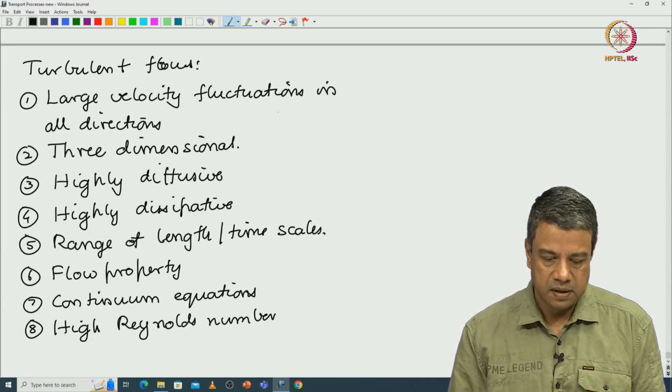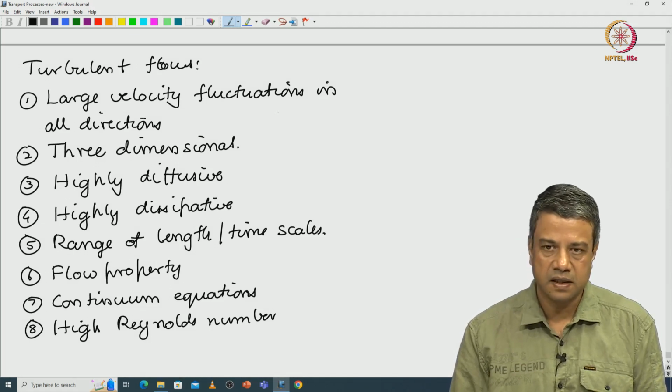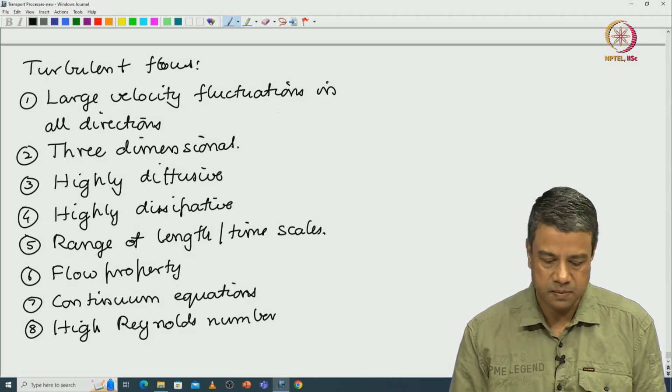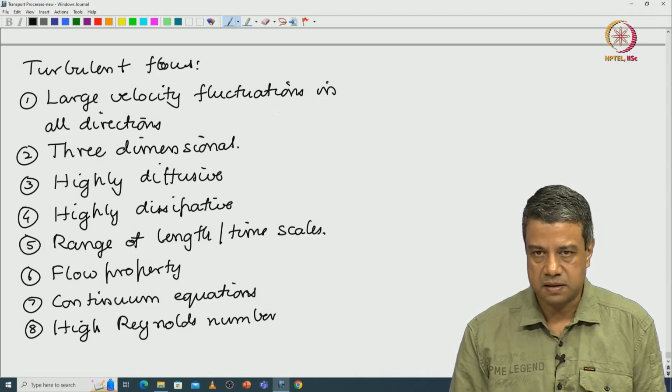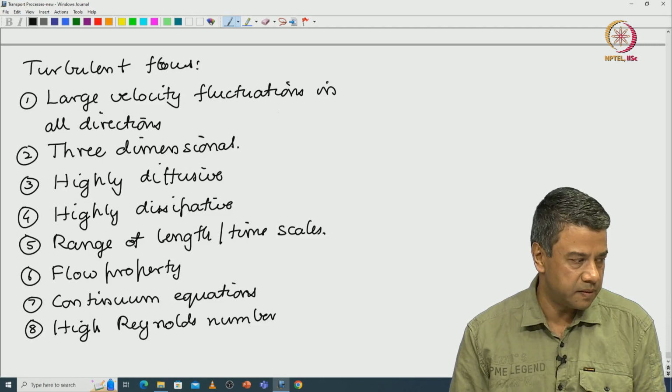I will discuss a little bit more about these sizes of the eddies and the small scales in a turbulent flow in the next lecture. I will continue this discussion of turbulent flow in a pipe. I will see you then.